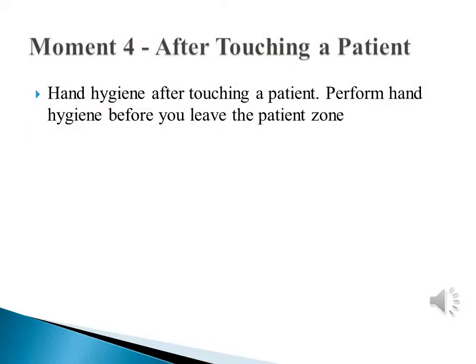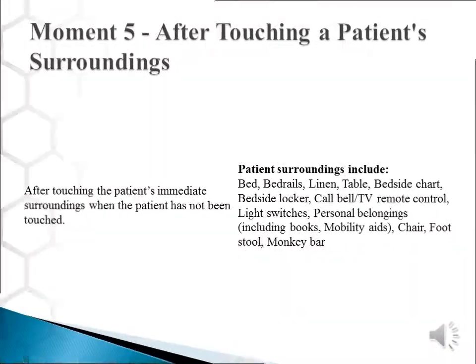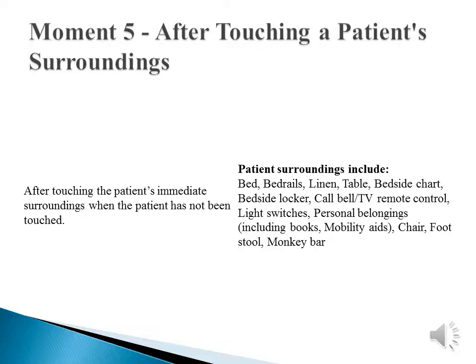Moment 4, after touching a patient. Perform hand hygiene before you leave the patient zone. Moment 5, after touching a patient's surroundings. After touching the patient's immediate surroundings when the patient has not been touched. Patient surroundings include bed, bedrails, linen, table, bedside chart, bedside locker, call bell, TV remote control, light switches, personal belongings such as books, mobility aids, chair, footstool and monkey bar.